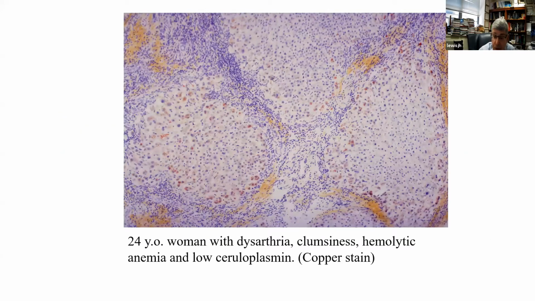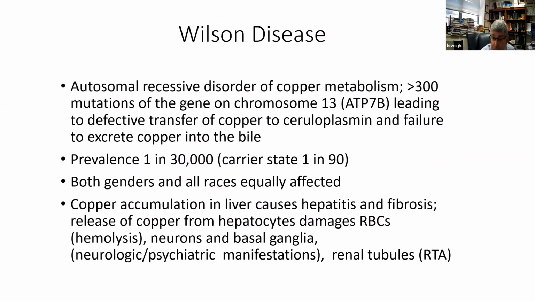All right, this is a copper stain. Everything that you see that looks tan is copper. And this is also cirrhosis. These are nodules here. This is a woman who presents with dysarthria and hemolytic anemia, low ceruloplasmin. And obviously you'd have to think of Wilson's disease.